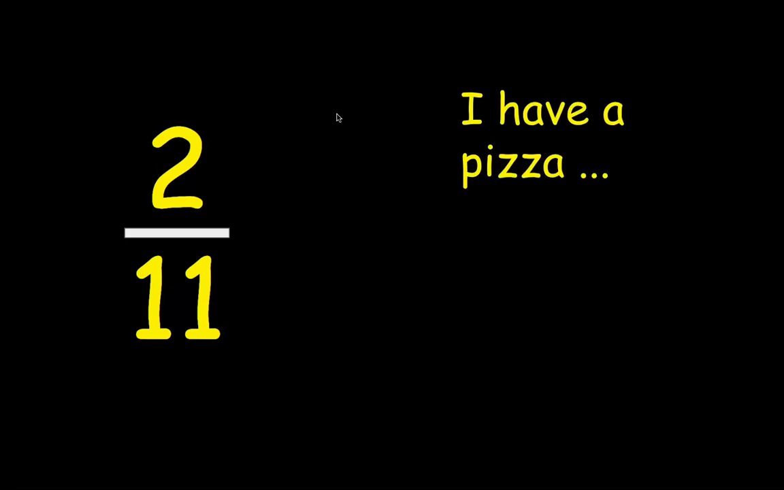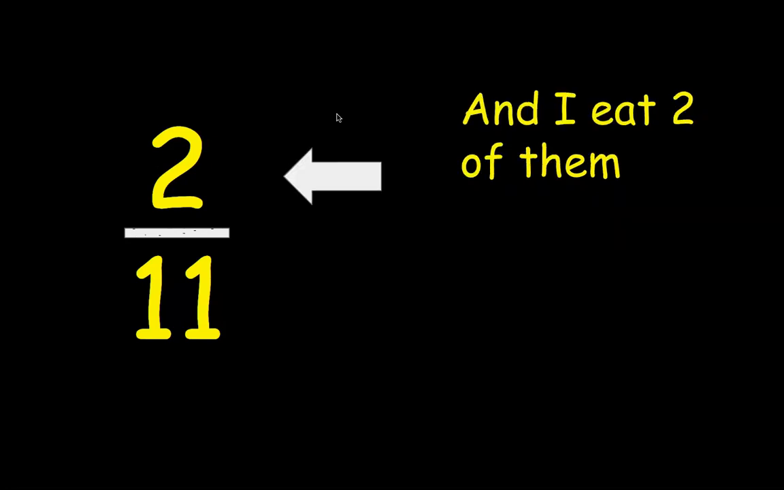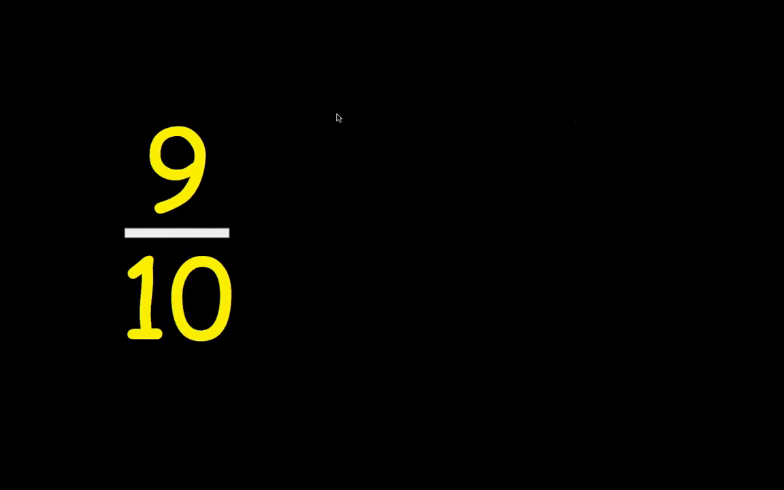First line, I have a pizza. I cut it into 11 equal pieces and I eat 2 of them. Now, just from your experience with pizza, if your pizza is cut into 11 equal pieces and you've eaten 2, you haven't eaten that much of the pizza. Okay, you've eaten 2 out of 11 slices. There's still another 9 slices that you haven't eaten.